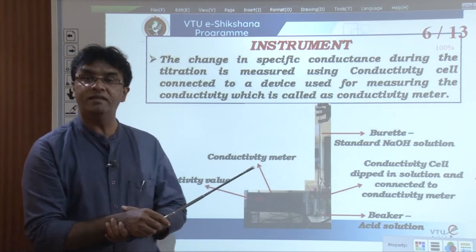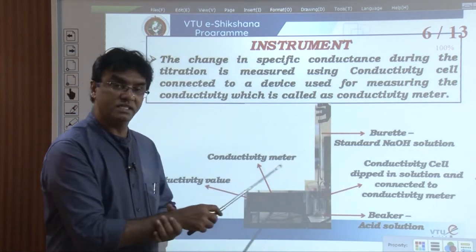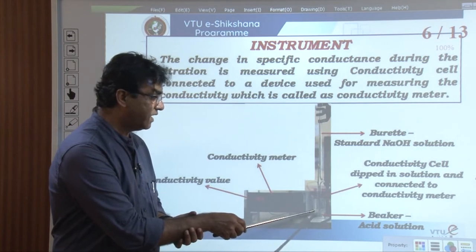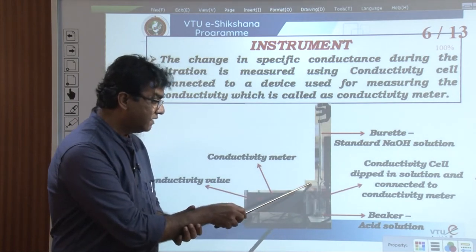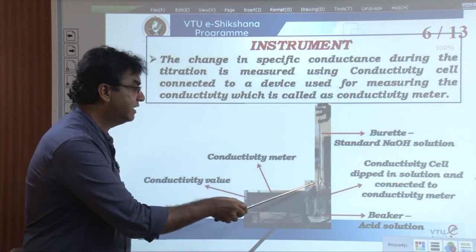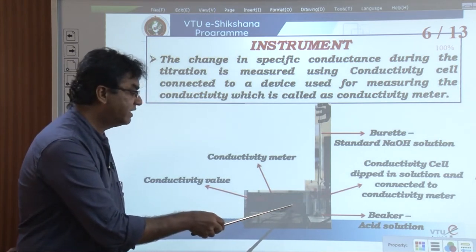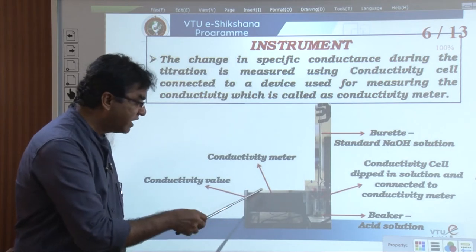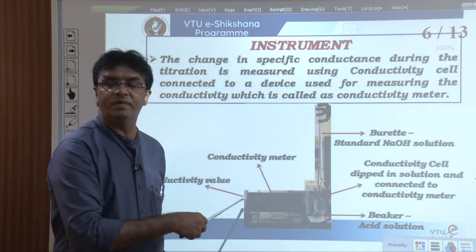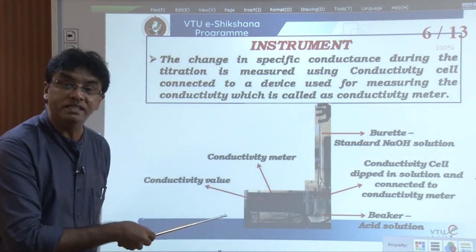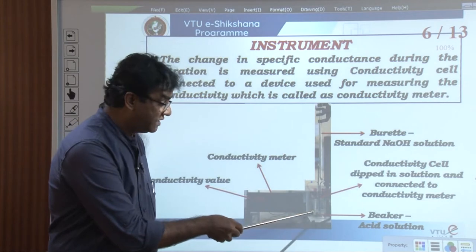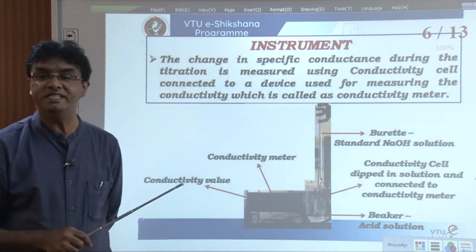This conductivity cell will detect the specific conductance of this solution, and after detecting the specific conductance, it sends the detection, which will be in the form of electrical signals, to the conductivity meter. In the conductivity meter, the electrical signals will be converted into digital signals. Finally, the specific conductance of this solution is shown in the digital form.